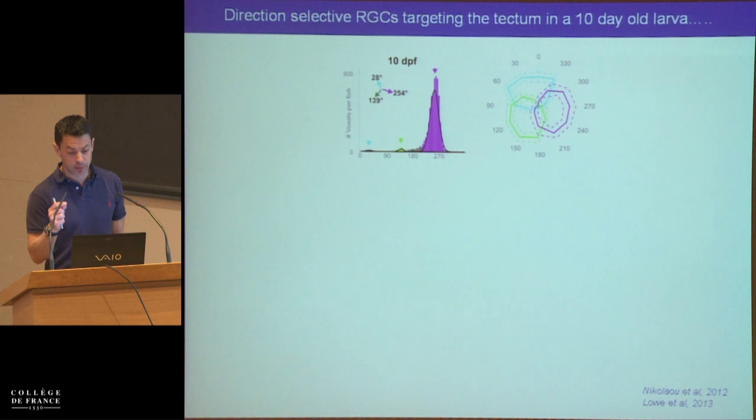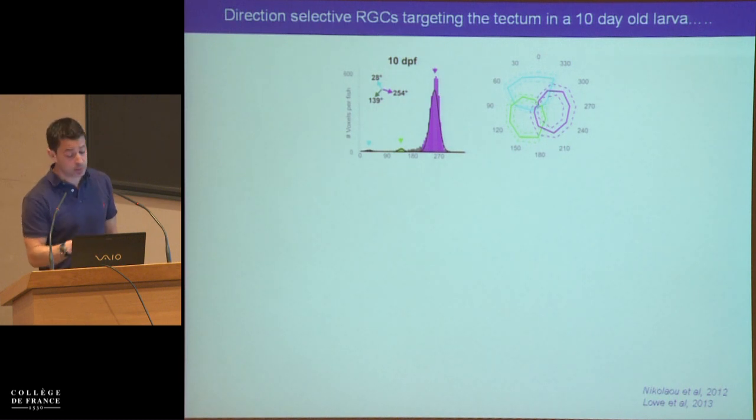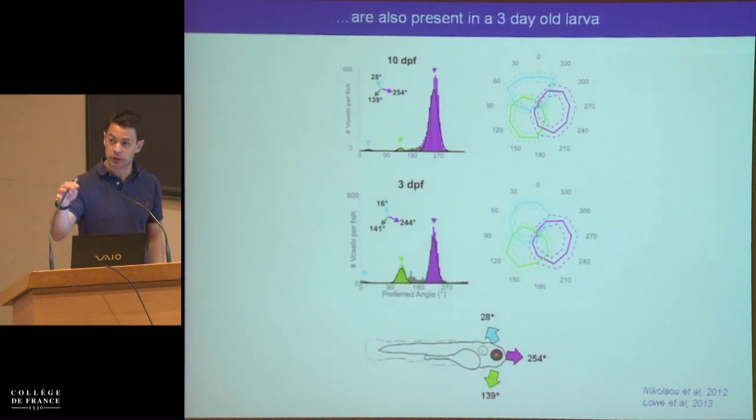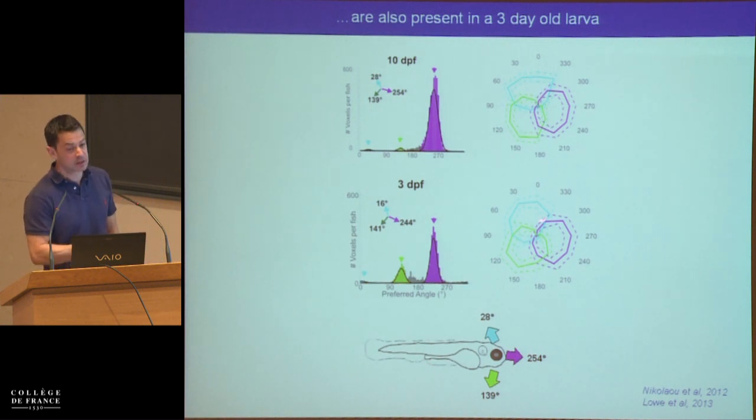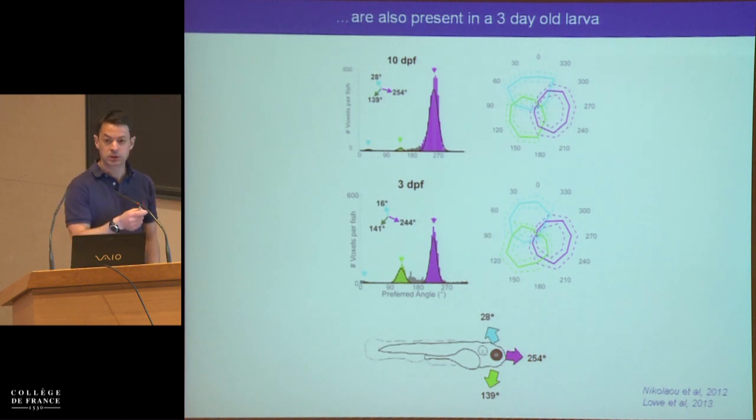What's really striking about these cells, if you're interested in development, is how little they change during development. So we did these experiments again in a 3-day-old fish, and this is really during the phase when axons are still just reaching the tectum. And you can see that these responses look exactly the same as they do at 10 days. So direction selective circuits in the zebrafish retina wire up extremely quickly, and they wire up extremely accurately. There's no functional refinement over time.